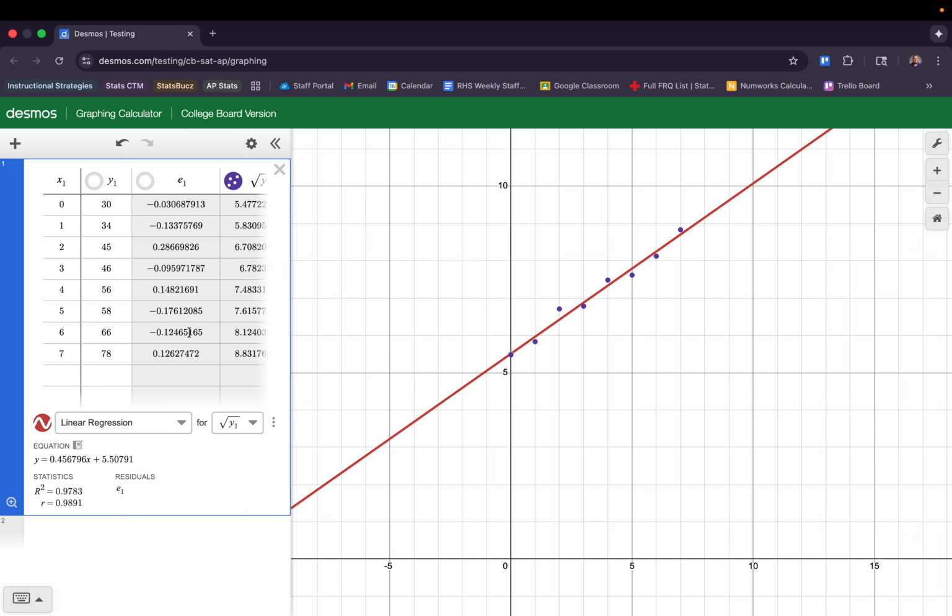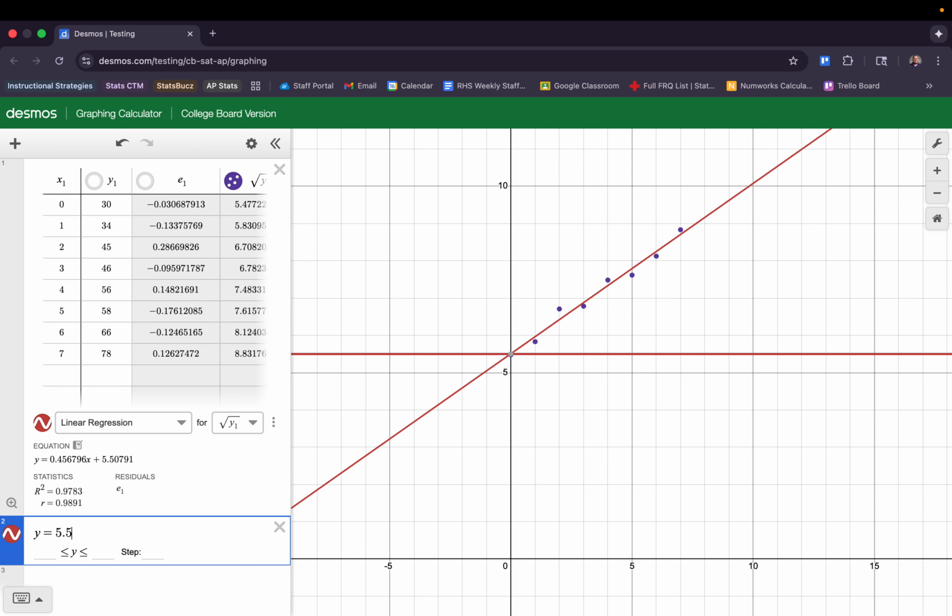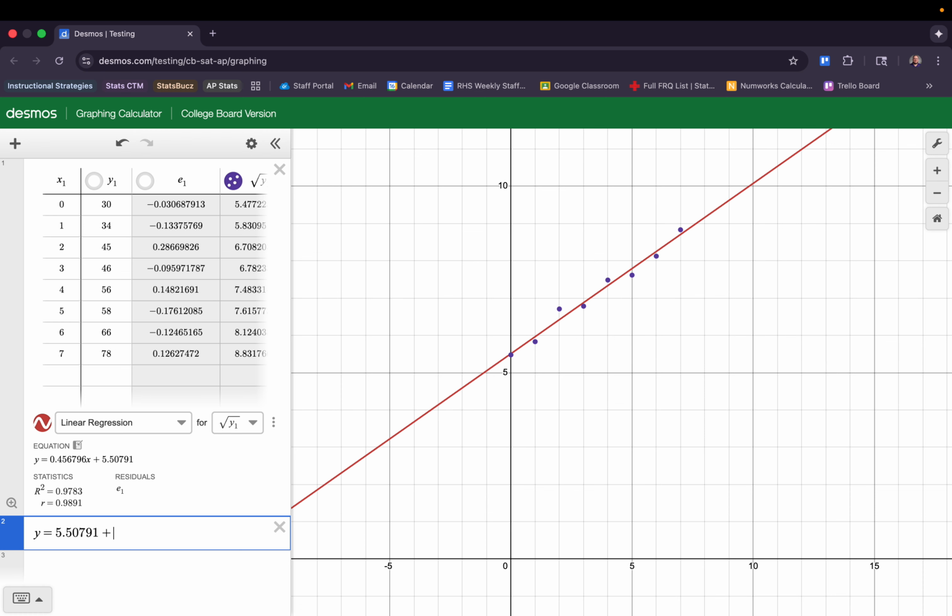This equation, we already know it's for getting the y hat. It's not in a plus bx form, it's got them flipped. It's also not y equals 5.50791 plus 0.456796x. We would probably want to round a little bit.